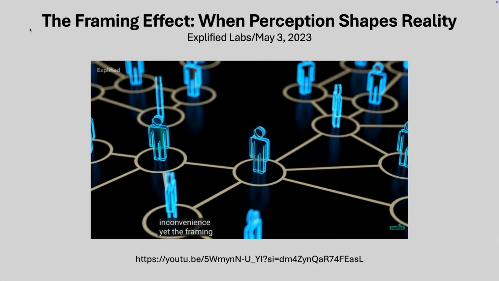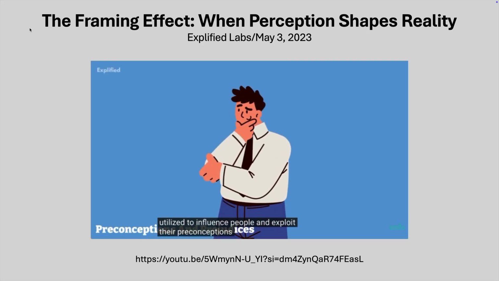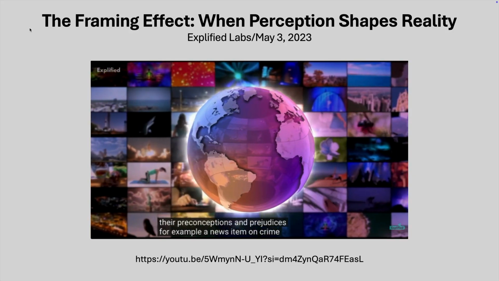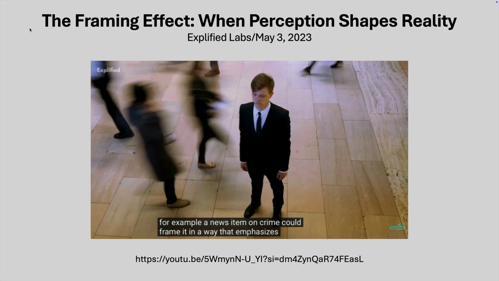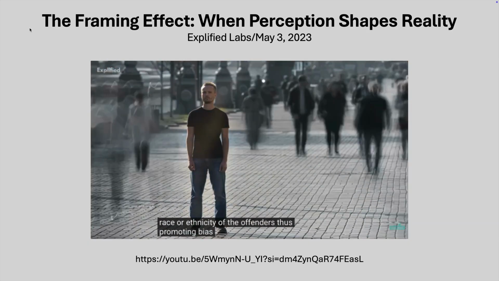Yet, the framing effect can also be utilized to influence people and exploit their preconceptions and prejudices. For example, a news item on crime could frame it in a way that emphasizes the race or ethnicity of the offenders, thus promoting bias.